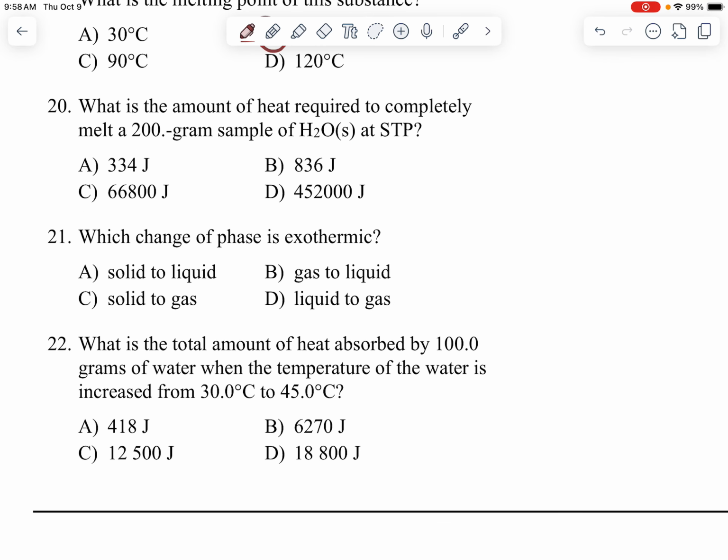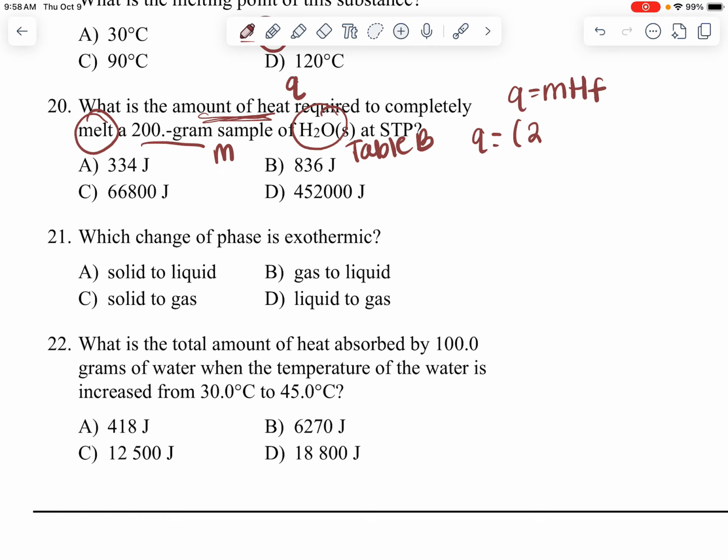20, more heat equation. Amount of heat tells us Q. Melt, once again, is heat of fusion. 200-gram sample is our mass. We know we have water, so that's your sign to look at Table B, physical constants of water. Since it's melting, once again, Q equals MHF. I'm looking for my heat. My mass is 200. My HF, look at Table B. Your HF is going to be 334.